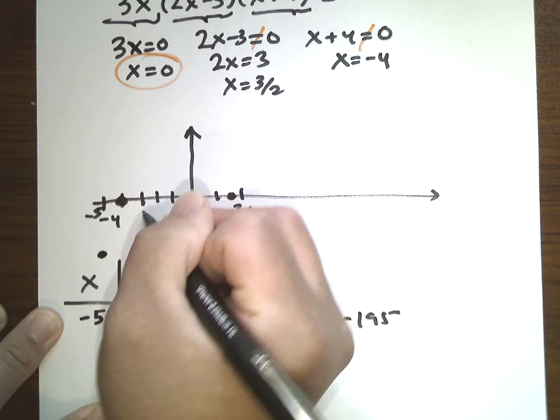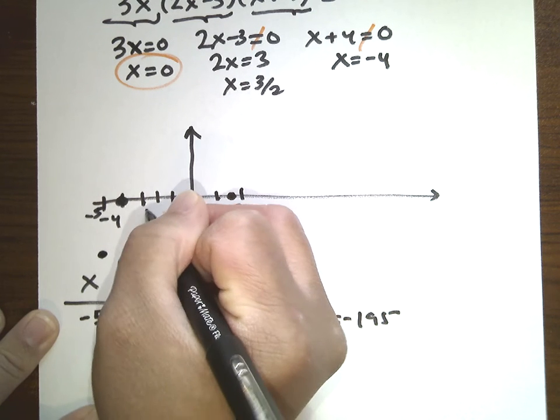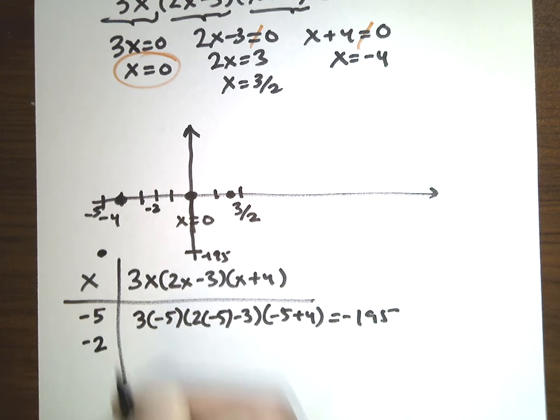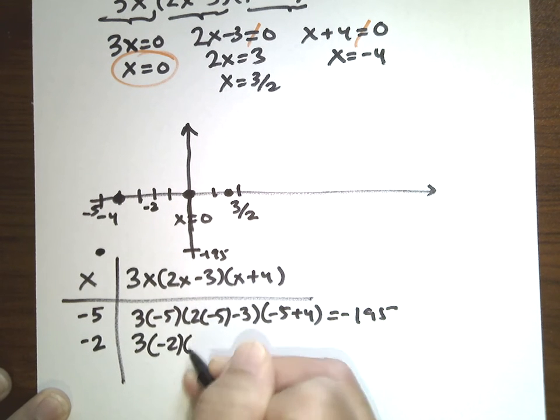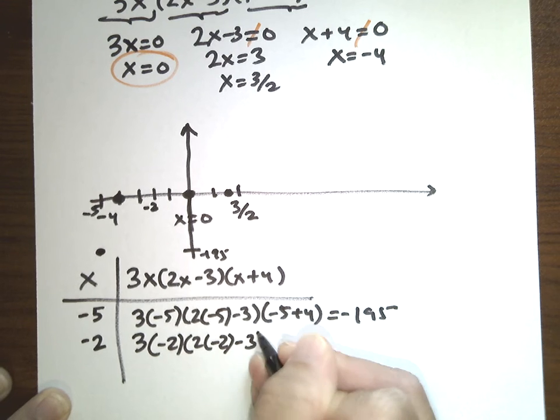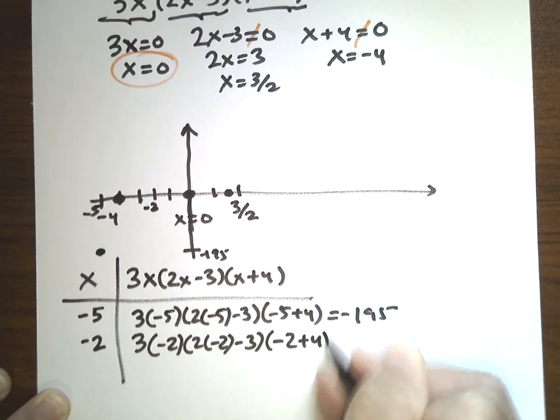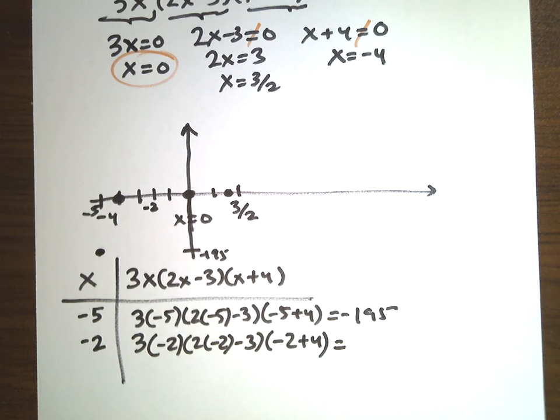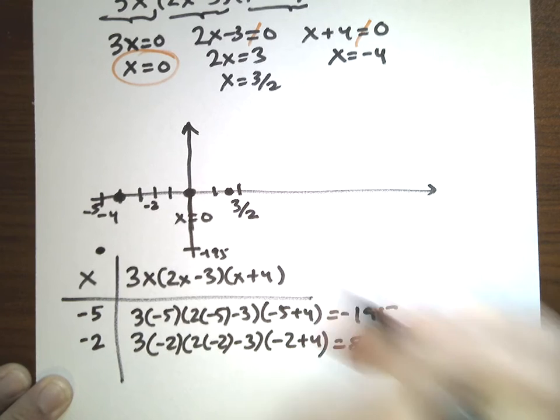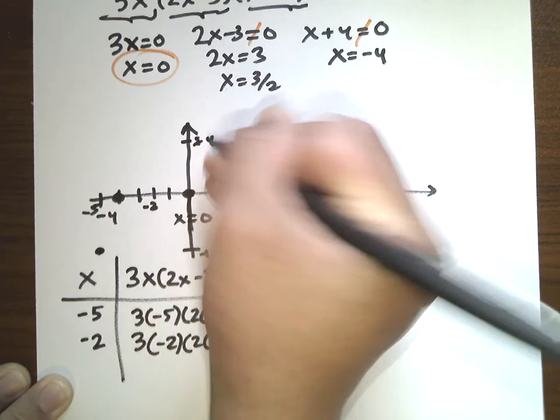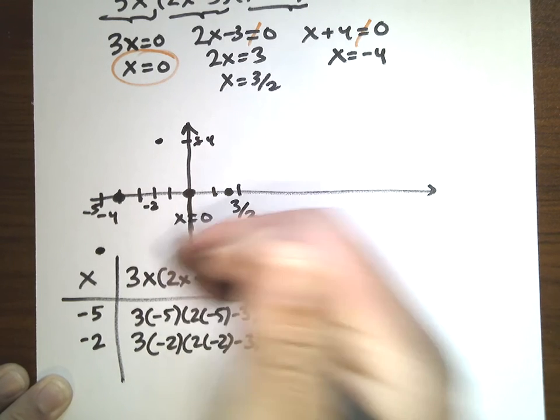Now, let's just pick another number, maybe negative 2, all right? So 3 times negative 2, 2 times negative 2 minus 3, and then negative 2 plus 4, let's see what that gives me. That gives me 84. So way up here at 84 somewhere is where that point is.